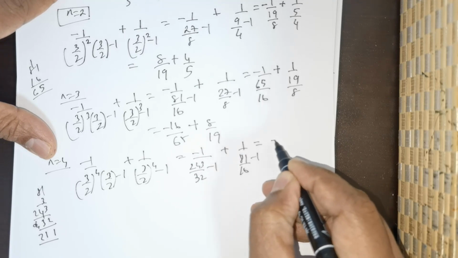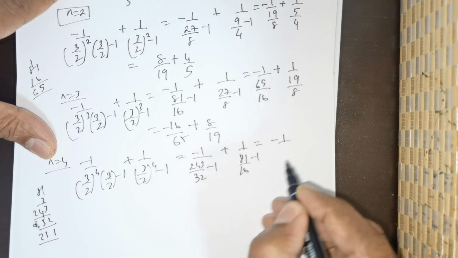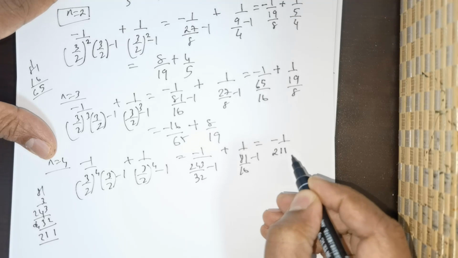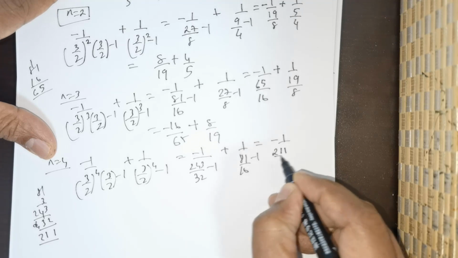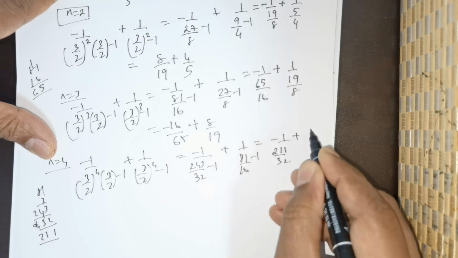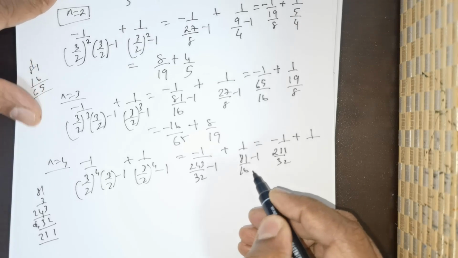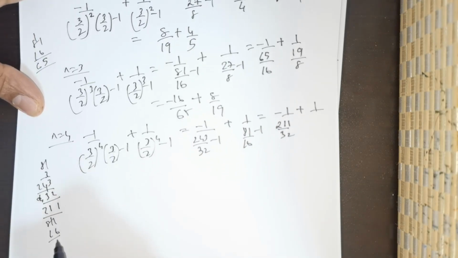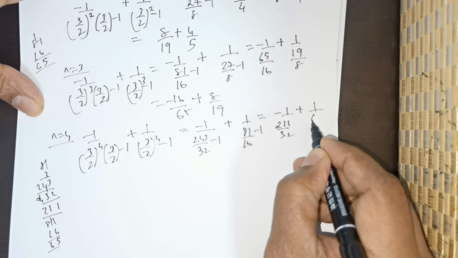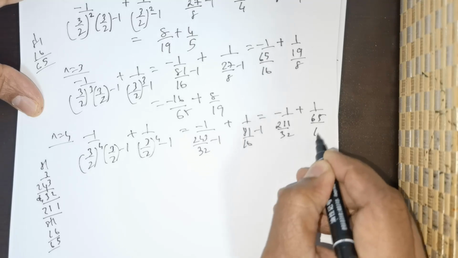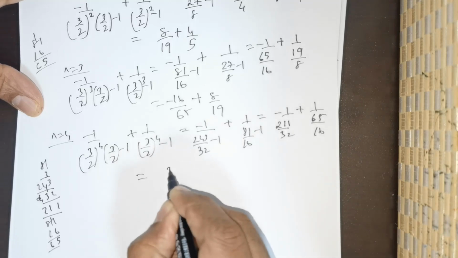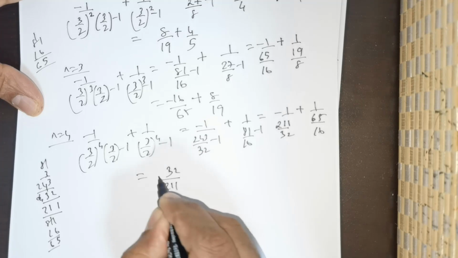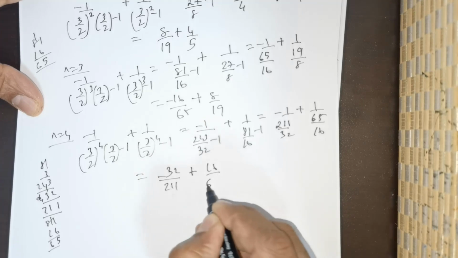So which is equal to negative 1 over, this is going to be 211 divided by 32, positive 1 over 81 minus 16. So from 81 you take away 16, you get 65. So this is going to be 65 over 16. So you flip it, you get 32 over 211 plus 16 over 65.